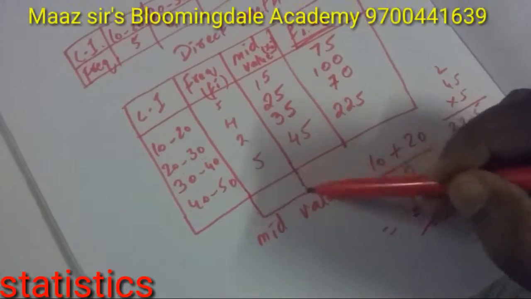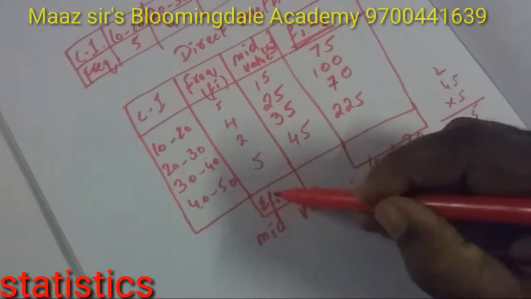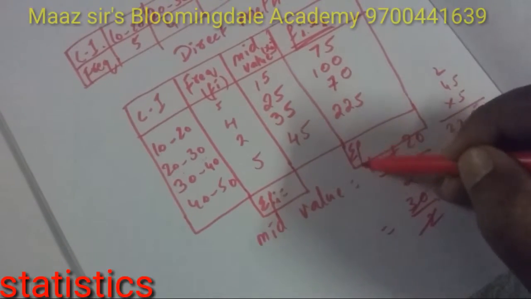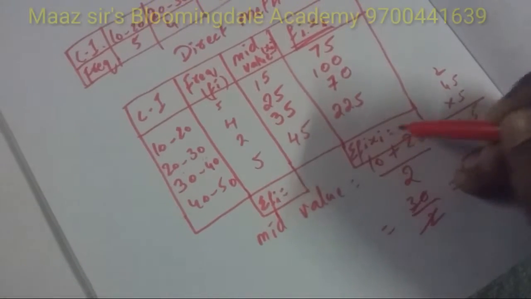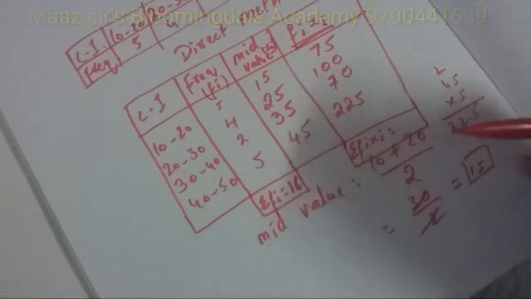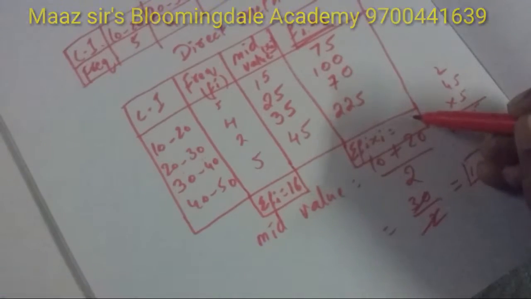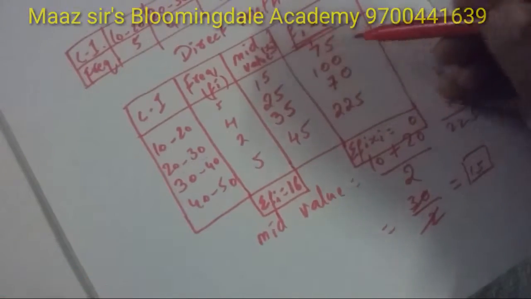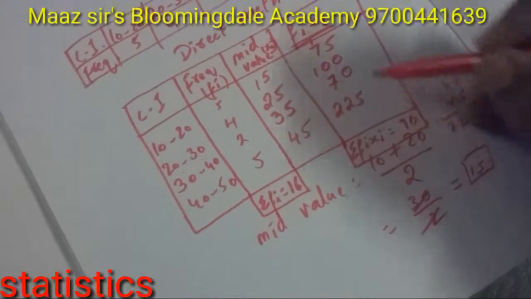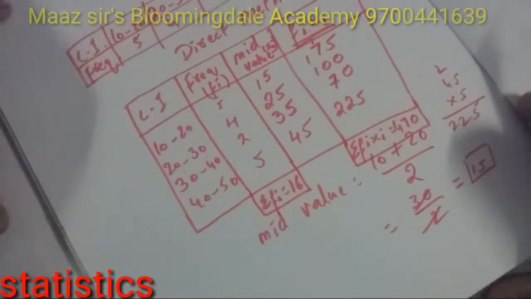So now we need the values of sigma Fi and sigma Fi Xi. So you have to add all the values. You will be getting 16 here. Similarly you have to add all the values. You will be getting 470. So the answer is 470 for sigma Fi Xi.